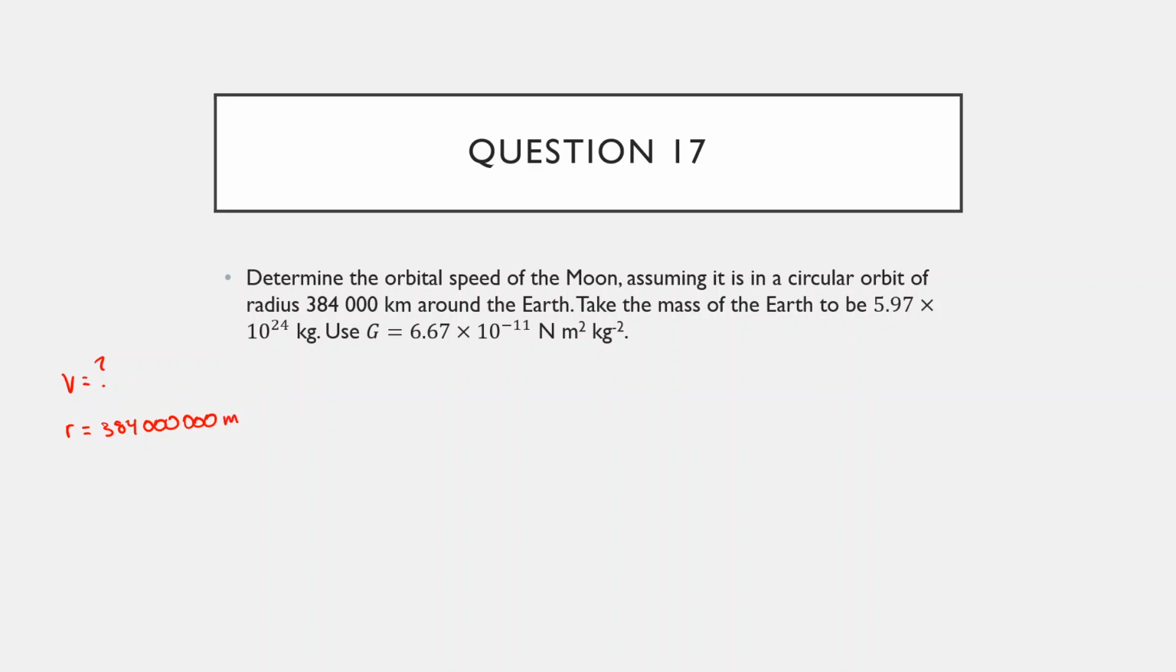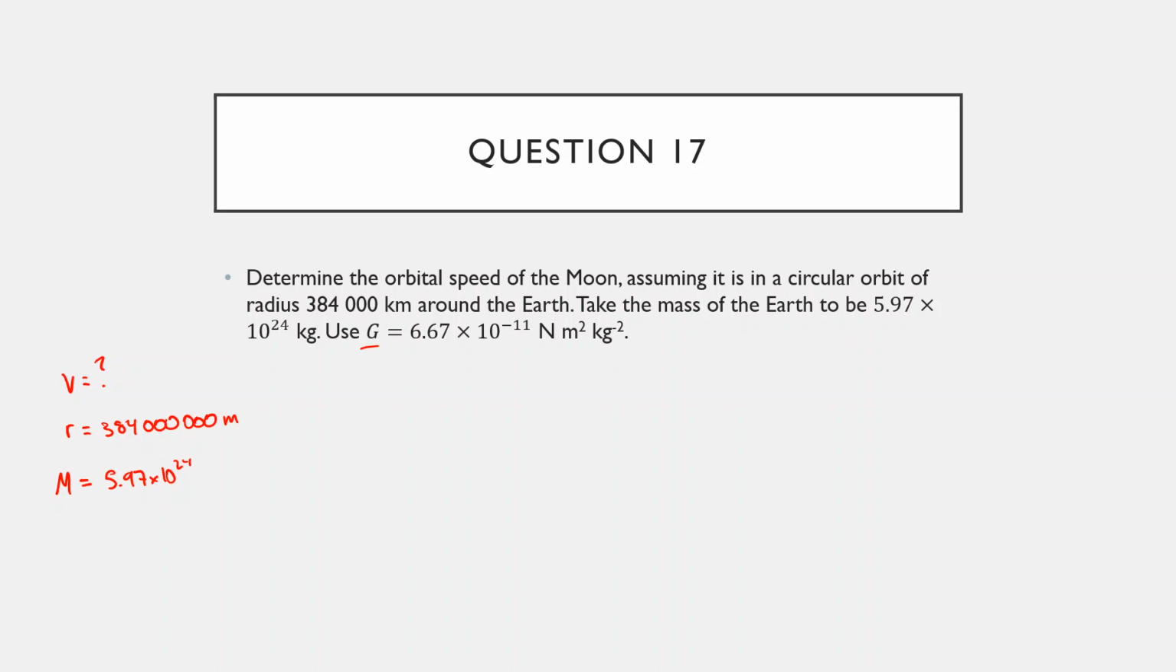We know the mass of the Earth. So we know the mass of the central body that is being orbited. That's what you use in your equations. That's 5.97 times 10 to the 24. And obviously we know big G. All right, so we don't really know anything else. Is this enough for us to work out V?